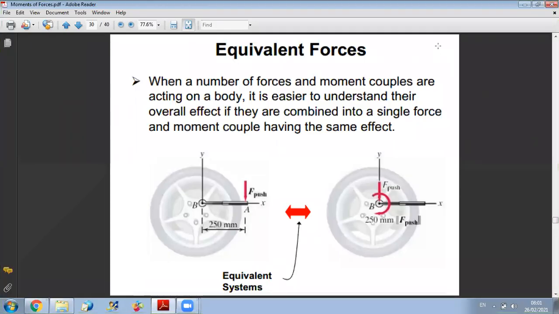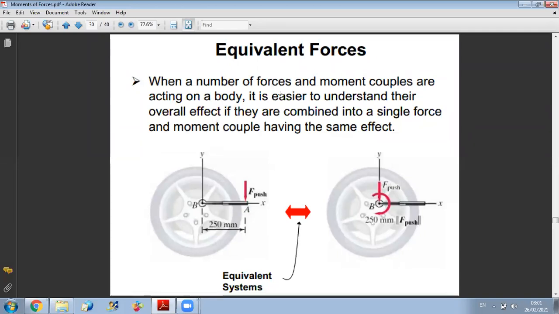So we will start with equivalent forces. When a number of forces and moment couples are acting on a body, it is easier to understand their overall effect if they are combined into a single force and moment couple having the same effect. So the purpose of this section is to reduce a set of forces and moments into one point.